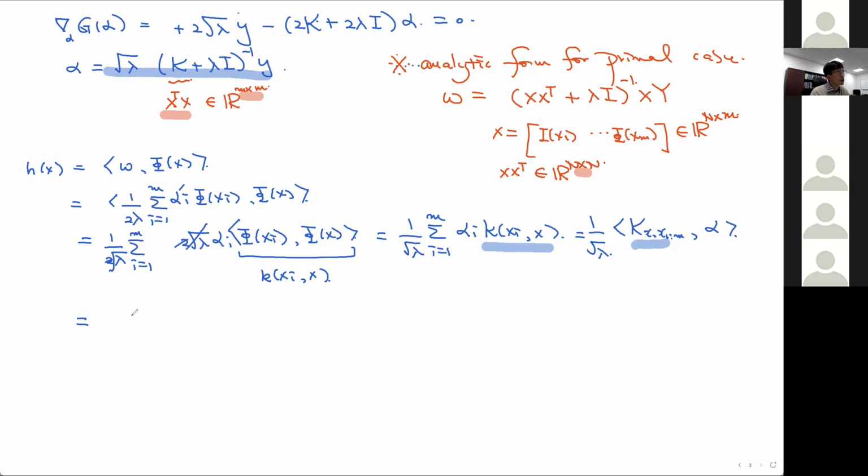The square root of lambda will cancel with each other, and then really we have k(x, x1 to m) transpose multiplied by (K + lambda I) inverse y1 to m. So that's the hypothesis that we get in kernel ridge regression. So what does this intuitively mean? It means that in order to make a prediction on x, you first compute its relationship with every example in the sample used for training. So k(x, x1), you compute the relationship between x and x1. k(x, x2), compute the relationship between x and x2, and so on.